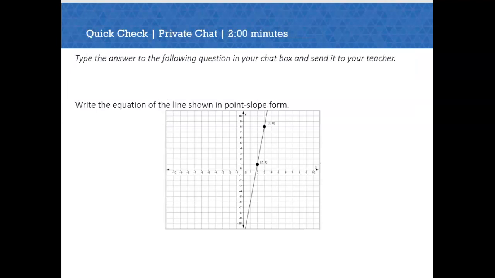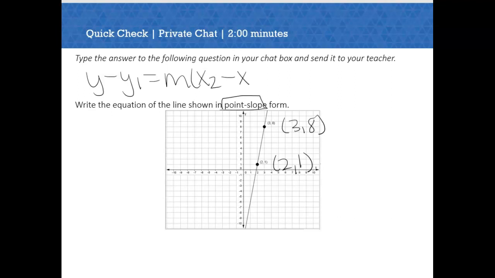So let's write the equation of the line shown here in point slope form. So I'll just rewrite these. This is 3, 8, and 2, 1. So first thing is, it says point slope, and in point slope we need to know y minus y1 equals m times x minus x1. I always recommend finding slope first, which has its own formula.